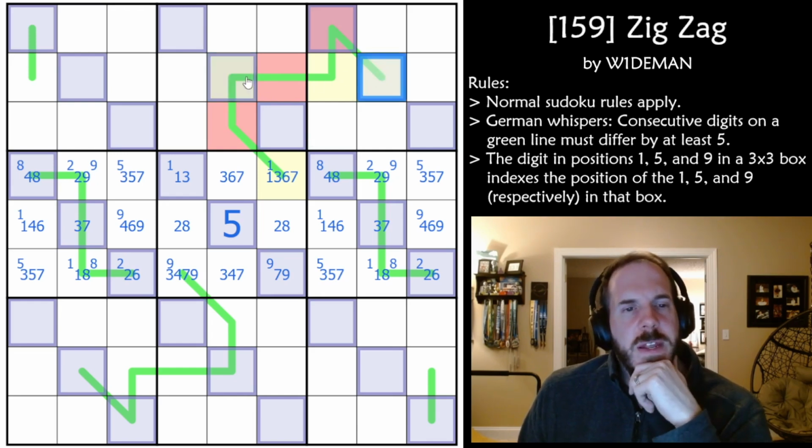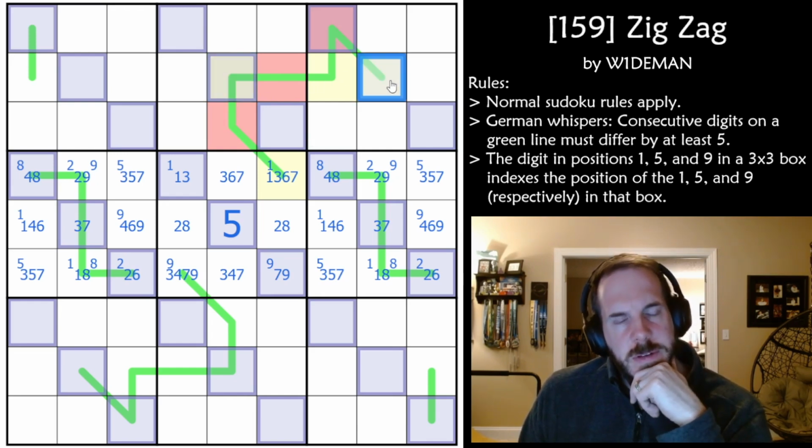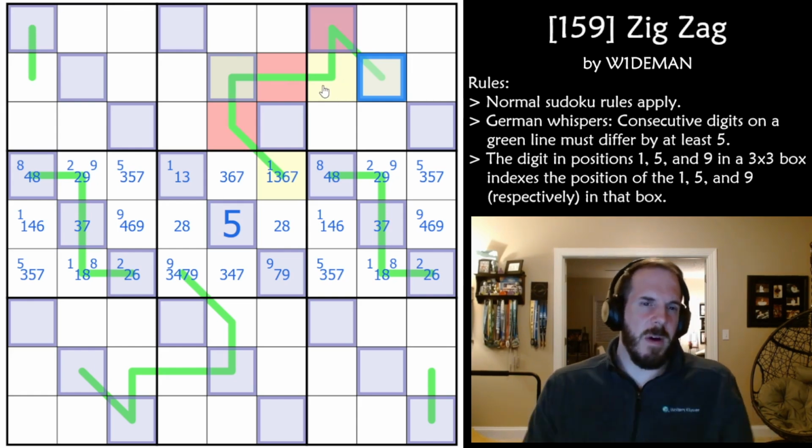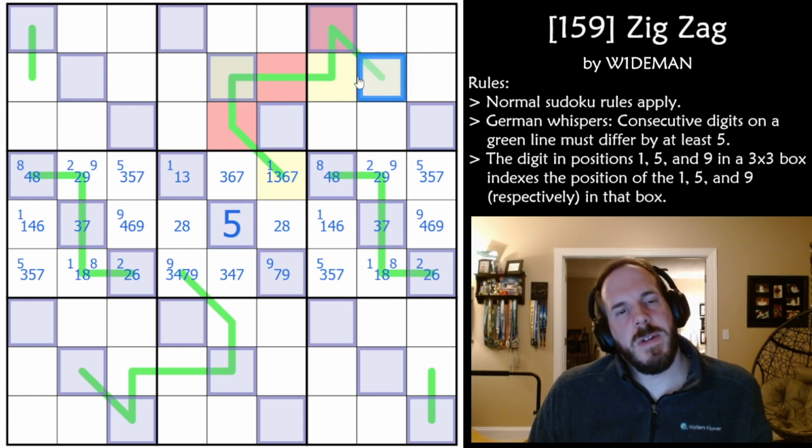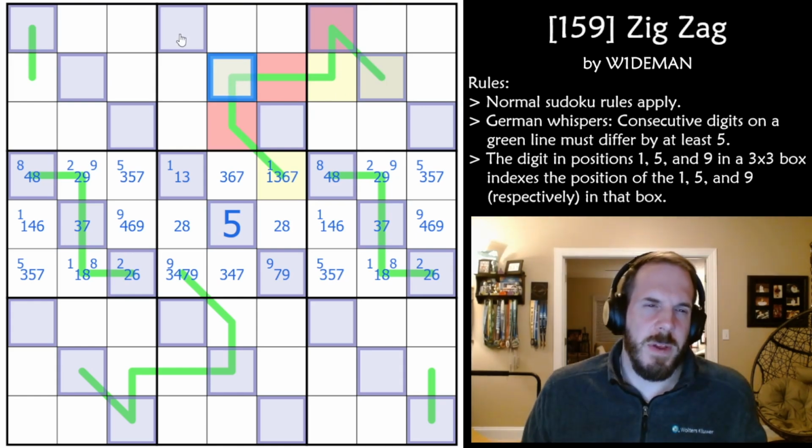So these are both indexing a 5 in their boxes. Oh, that's interesting. And they're also the same high-lowity on the line. They're either both high or they're both low. High being 6 through 9, and low being 1 through 4. But we also have to keep in mind the position numbers.